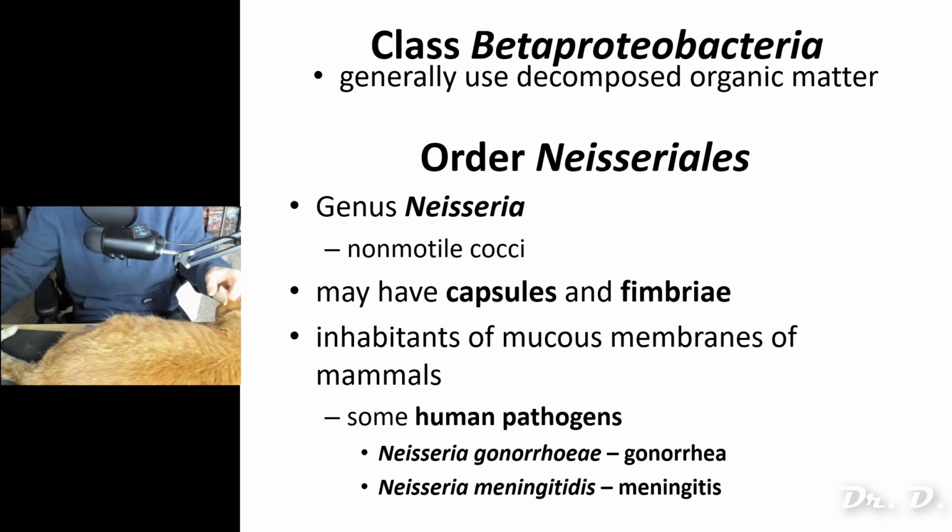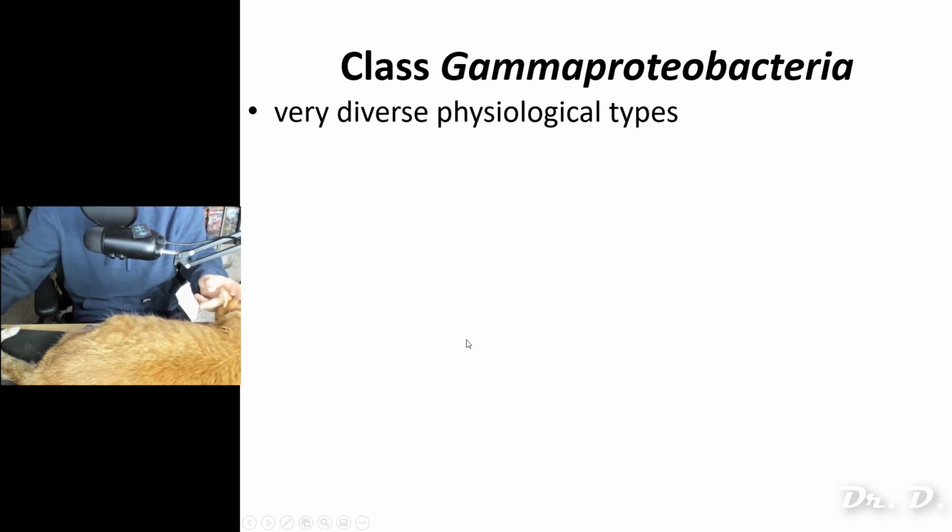With Neisseria, this is another type of human pathogen. These guys are human pathogens. They cause gonorrhea. So Neisseria gonorrhoeae causes gonorrhea. Neisseria meningitidis causes meningitis. And the reason they're hard to treat is because they've got capsules, right? Capsules help to cloak the bacterium from the host's immune system.